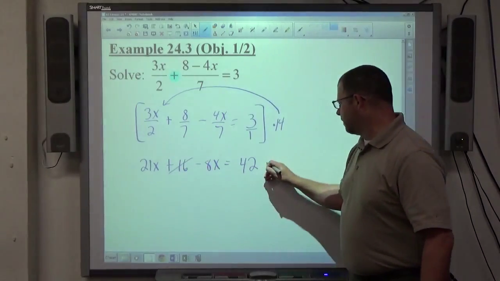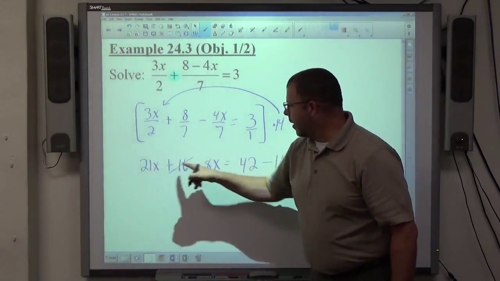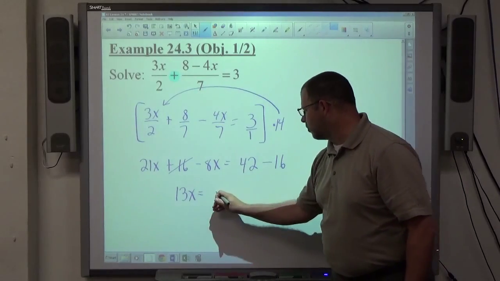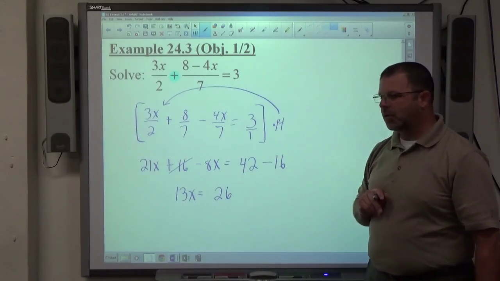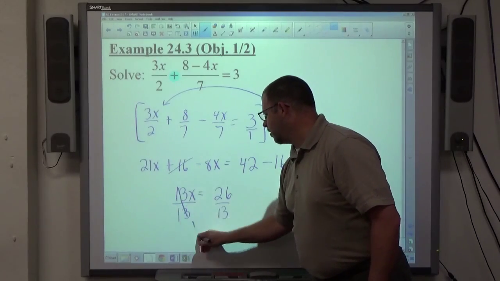16 moves over here, so now I have all my numbers on the right, all my x's on the left. 21x minus 8x makes 13x. 42 minus 16 equals 26. We divide both sides by 13. That gets me x equals 2.